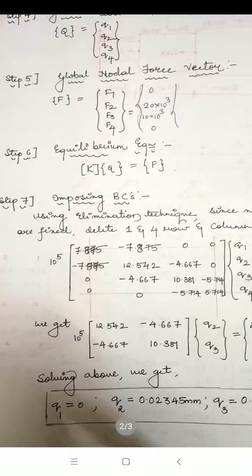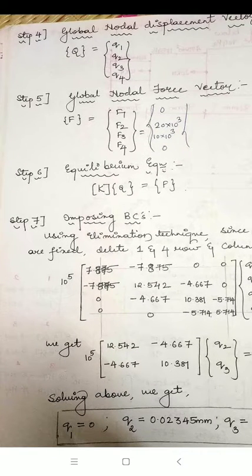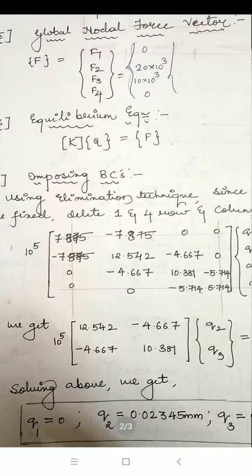Next, step number 6, equilibrium equation. The equation is K Q equal to F. K is the global stiffness matrix, Q is the displacement vector that we found in step number 4, and F is the force vector that we found in step number 5. Write down all the values here. After writing, we will get the equation like this.